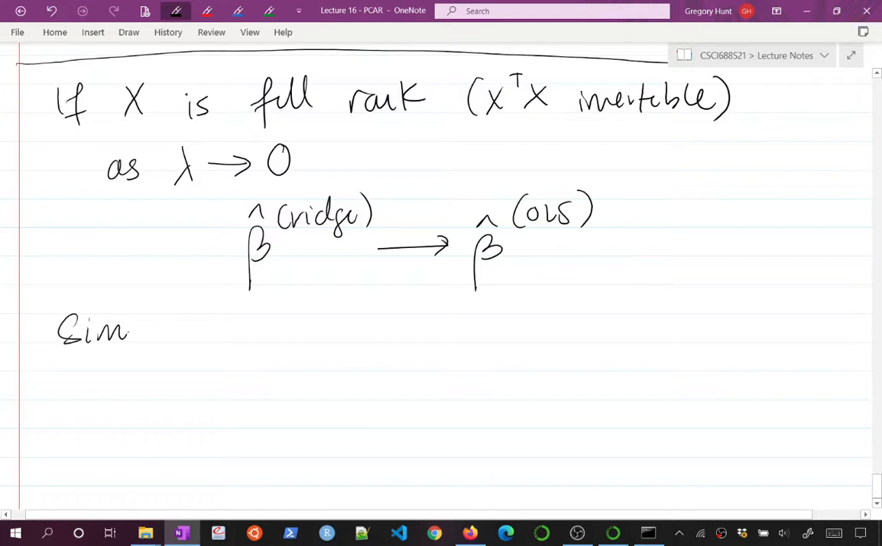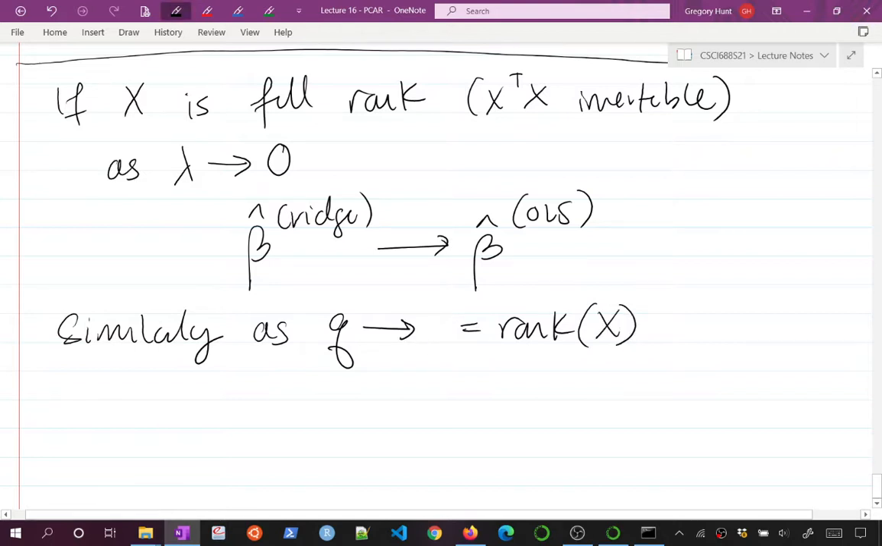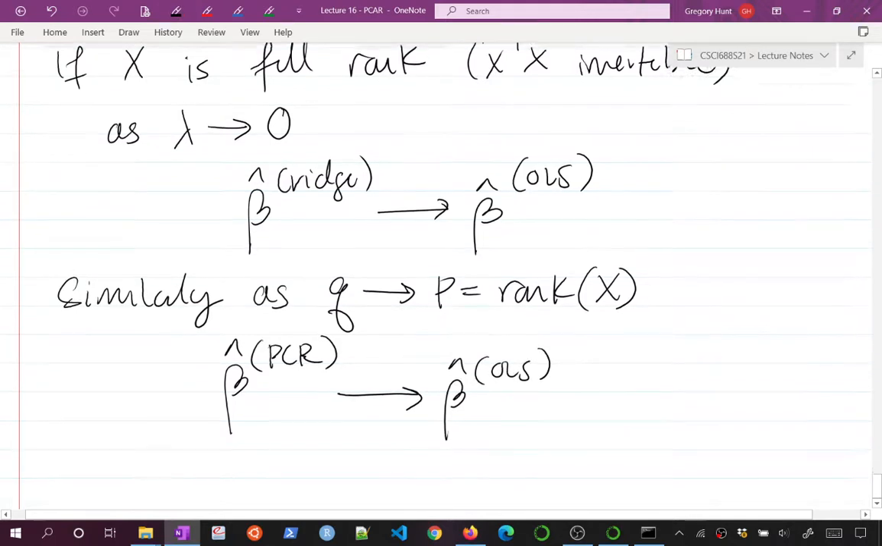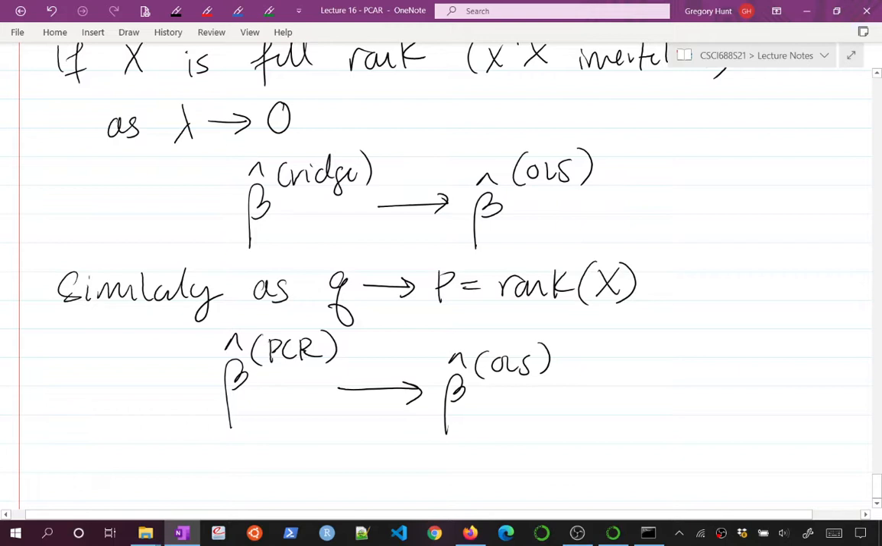Similarly, as Q goes to, what were we calling it, R, which is the rank of X, let's say P, which is the rank of X, then beta hat PCR will go to beta hat OLS. We're basically going to get the same beta hats here.